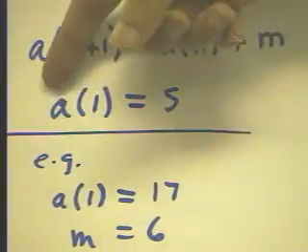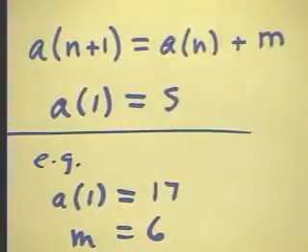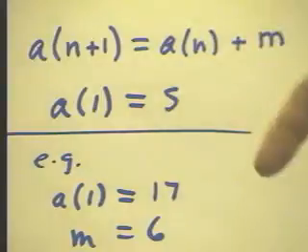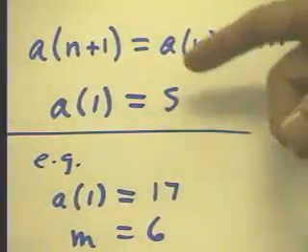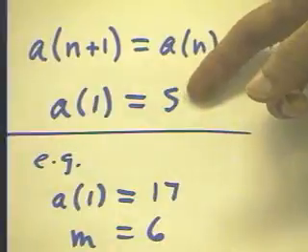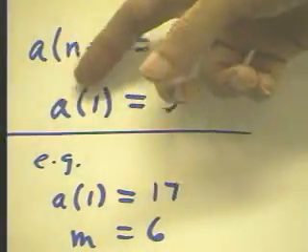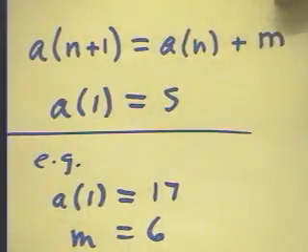The first number, a_1, is s. Sorry, my s looks so much like a 5, especially this one, that it's a little hard to distinguish. a_1 equals s, and s stands for starting number. So a_1 gives us a starting number, and next number equals present number plus m tells us how to go from one number to the next.